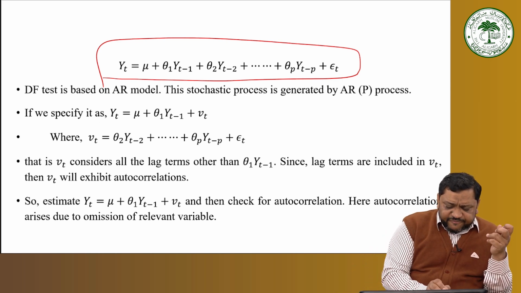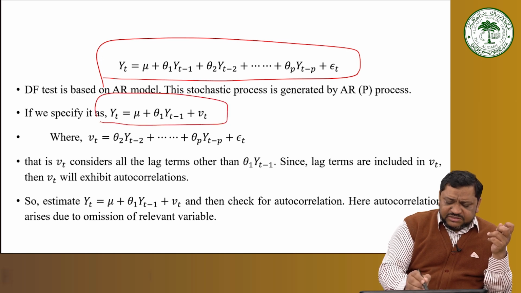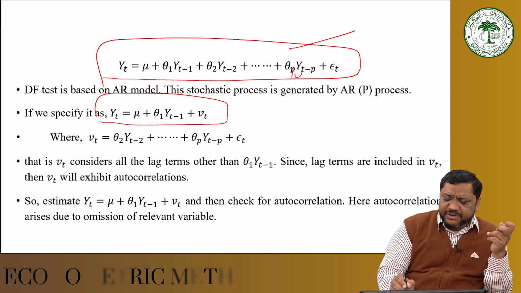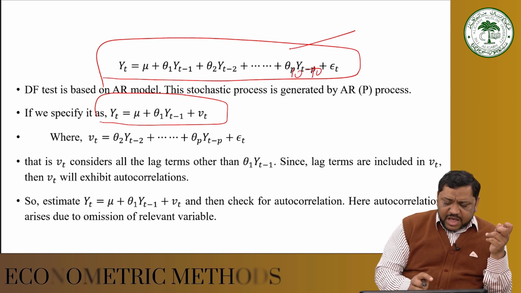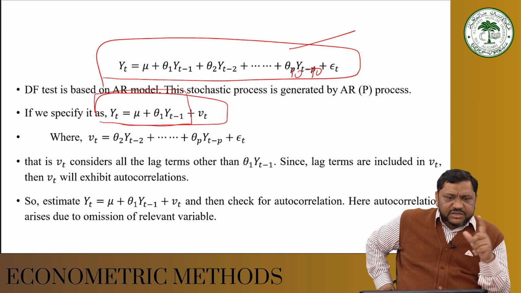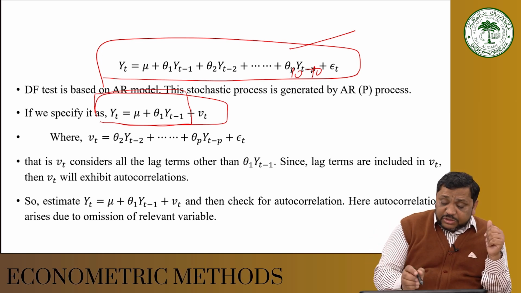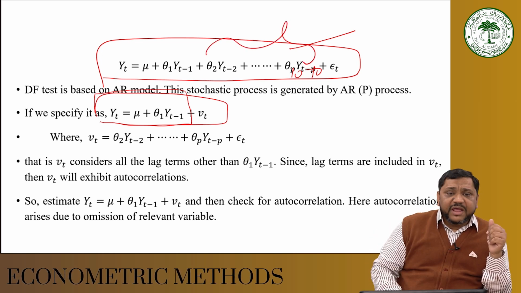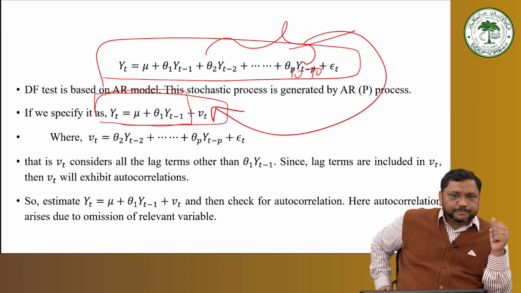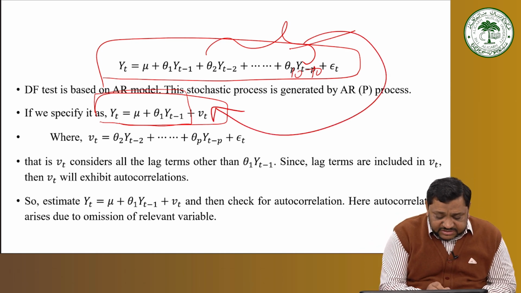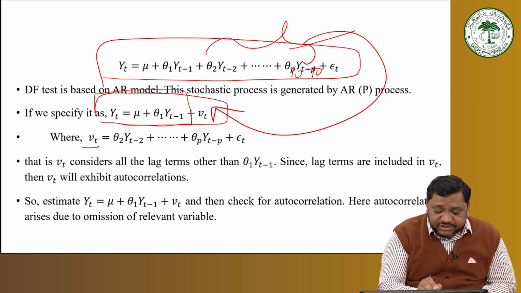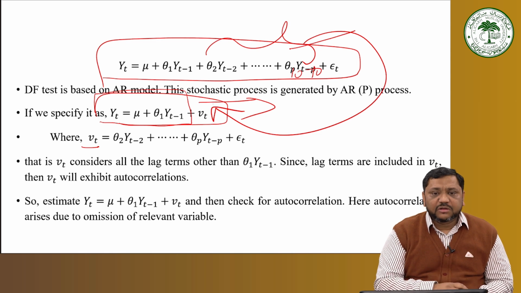So if we specify this equation as the original equation, maybe it is extending up till theta 10 yt minus 10, and we have taken only one lag term. Then the impact of all the remaining lag terms will be sitting over there in Vt, in the error term. So what is Vt? Vt is nothing but all that has been excluded in this model.